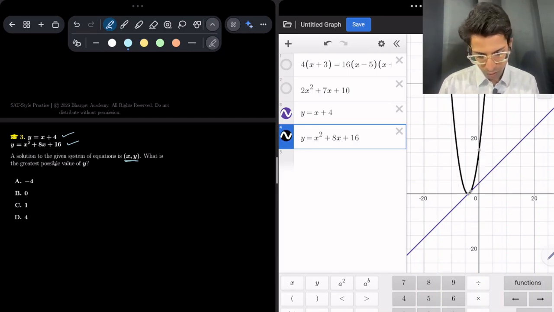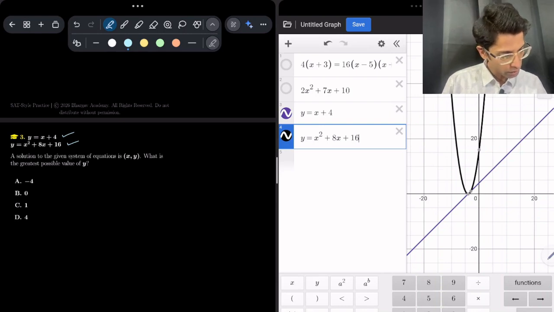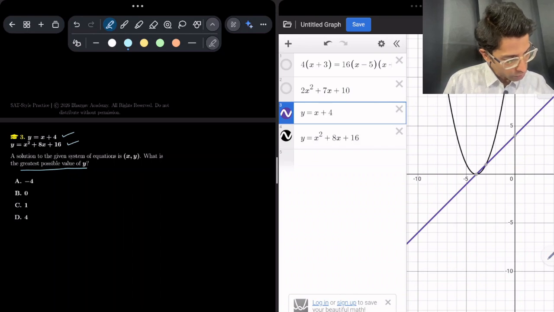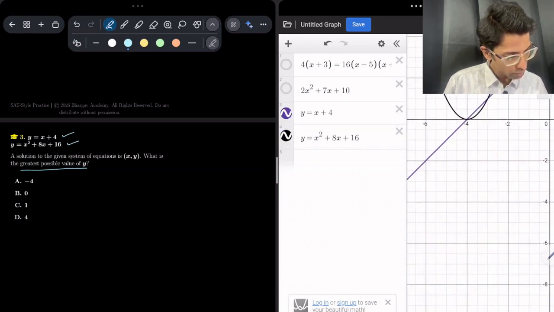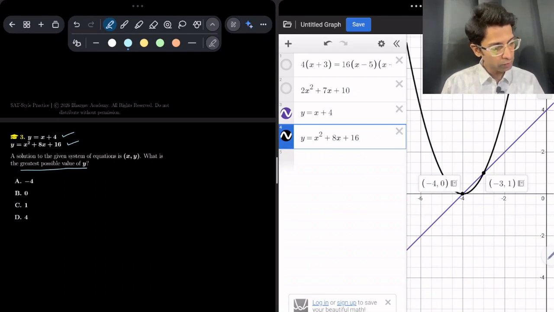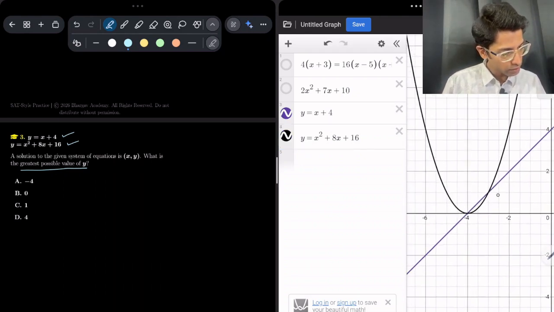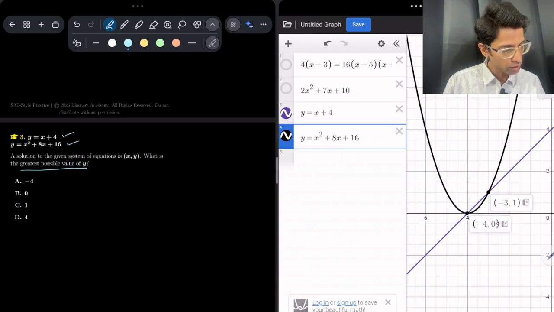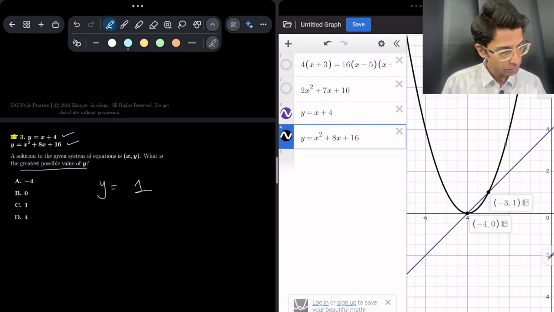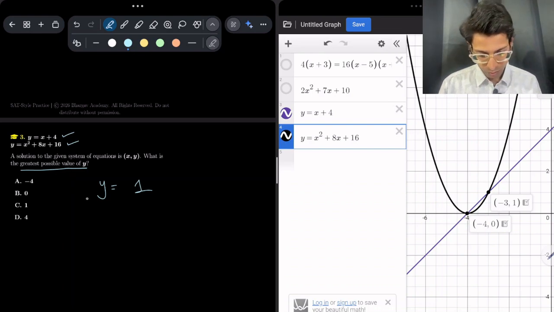So what do we have here? The solution to the given system of equations is x comma y. So what is the greatest possible value of y? So please look here. These are the two solutions we have. He is asking you the greatest value of y. So this coordinate is what we are interested in, because here the value of y is 0, but here the value of y is 1. So the greatest possible value of y is 1 following this point, minus 3 comma 1. So the answer is this. Let's go to the next question.